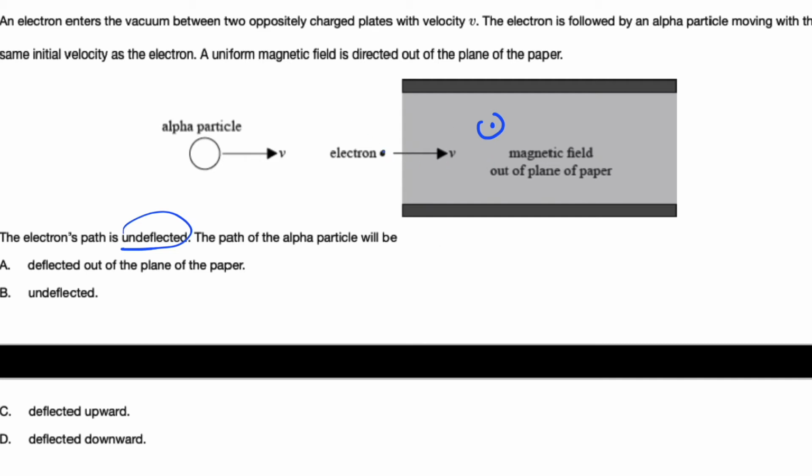So here we have an electron, and it has a rightward velocity. So the magnetic force is going to point upward, right? It would point downward if it were a positively charged particle, but because the electron is a negatively charged particle, the force is going to be pointing upward. Right. So this force here is going to be pointing upward.